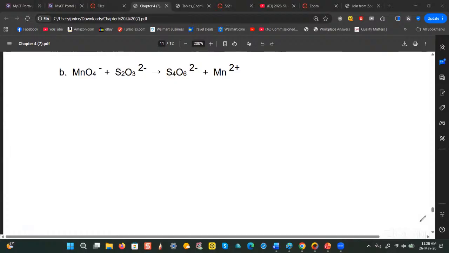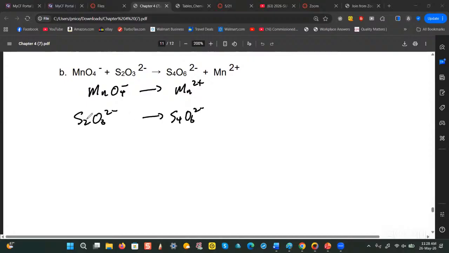Alright, so let's hear what you have to say about this question. Let's see if you can do this with minimum help from yours truly. So what's the first step? First step is write down two half equations. Okay, so one half equation would be MnO4 minus to Mn2 plus. And the other one is S2O3 2 minus to S4O6 2 minus.